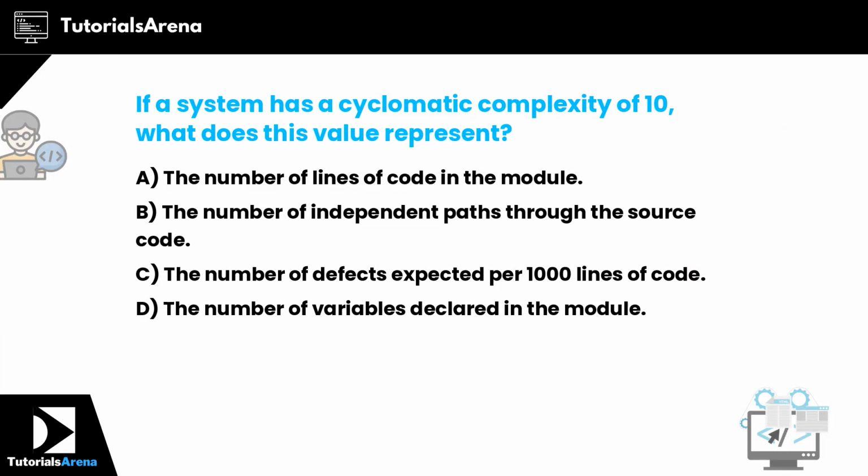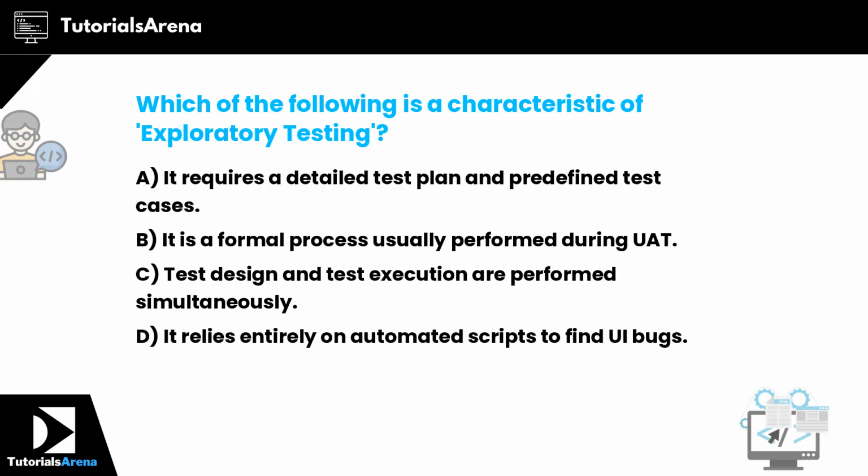If a system has a cyclomatic complexity of 10, what does this value represent? The correct answer is option B. The number of independent paths through the source code. Which of the following is a characteristic of exploratory testing? The correct answer is option C. Test design and test execution are performed simultaneously.